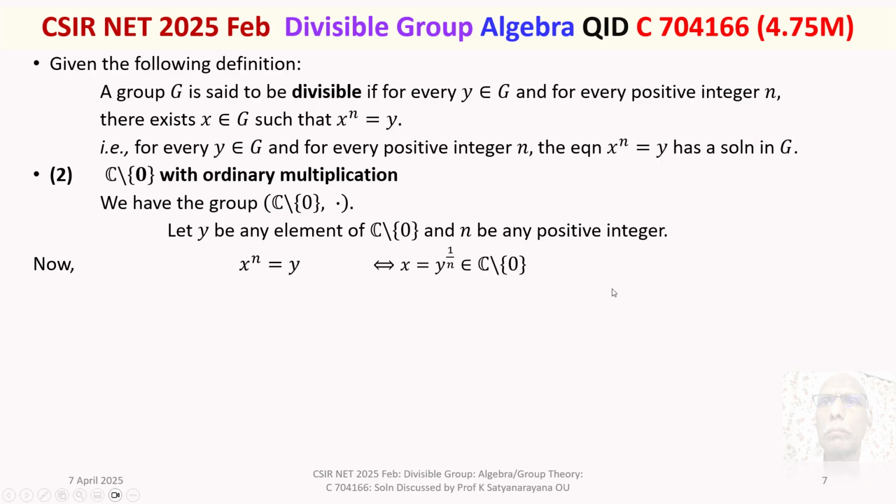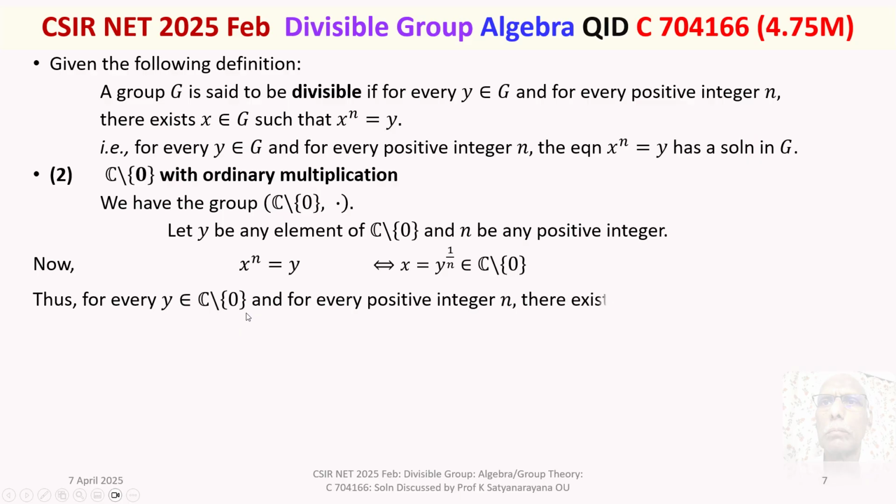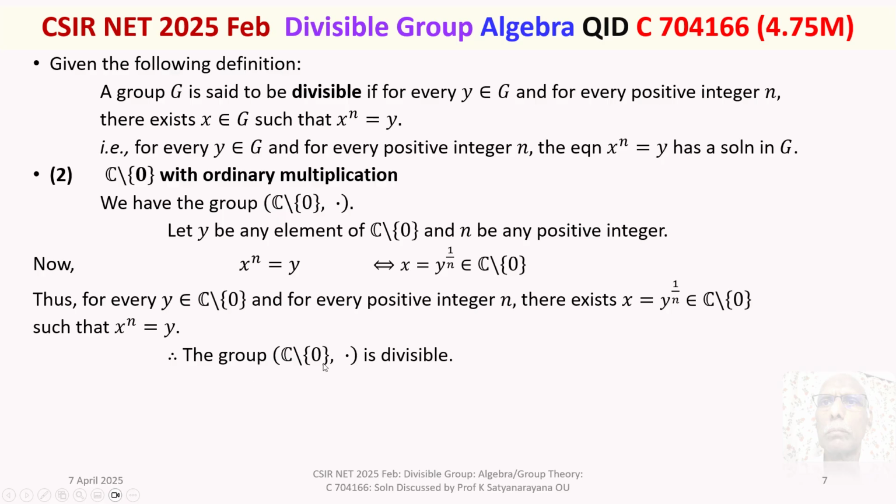Thus, the definition of divisibility is satisfied. Thus, for every y belonging to C minus {0} and for every positive integer n, there exists an x that is equal to y to the power of 1 by n, the nth root of y, which is again a non-zero complex number such that x to the power n is equal to y. Thus, the group C minus {0}, the set of non-zero complex numbers under multiplication, is a divisible group.